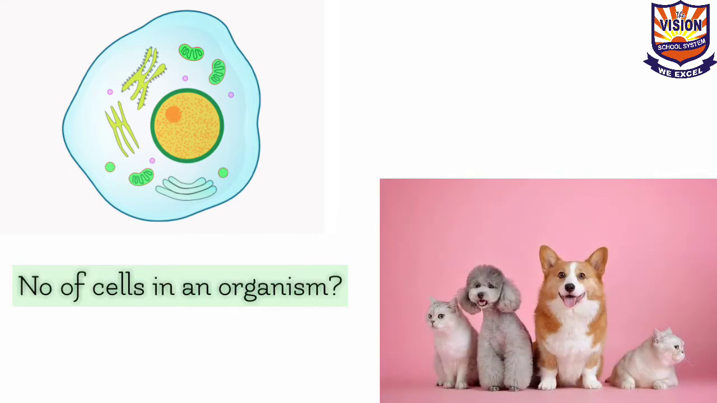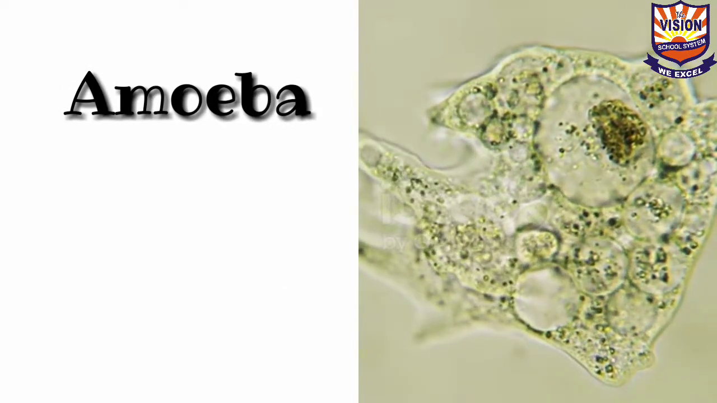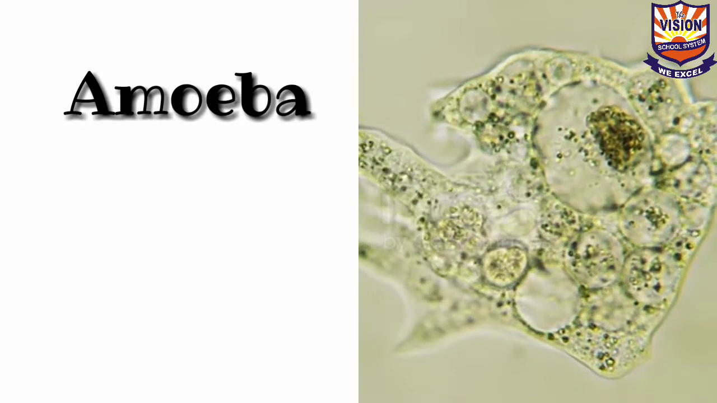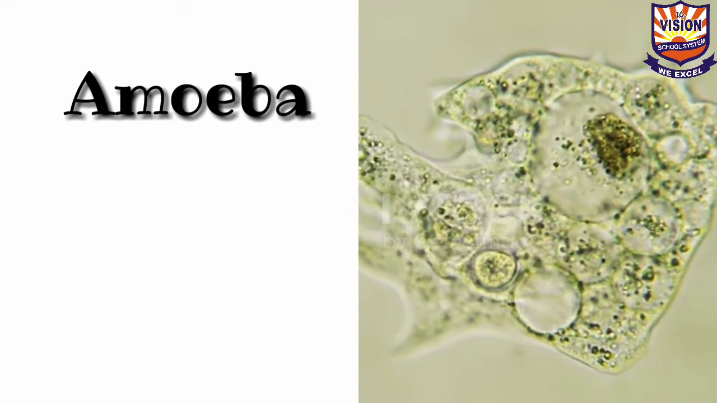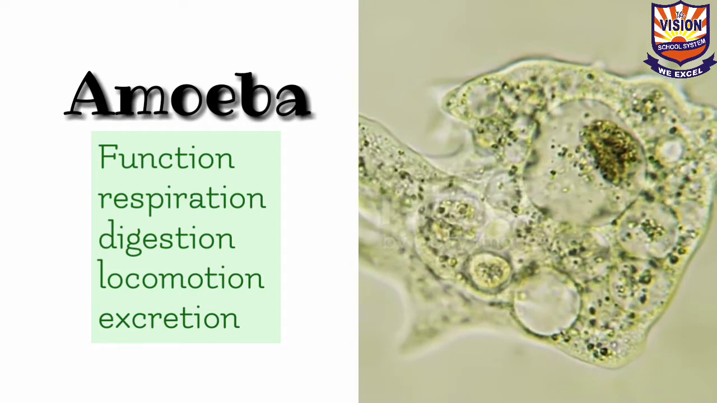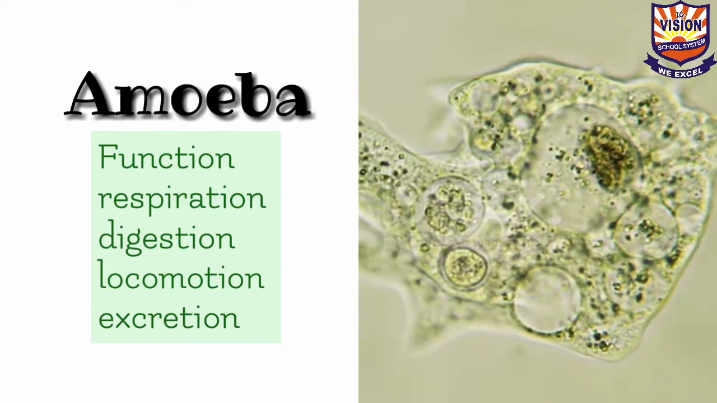How many cells do you think an organism needs to live? 1, 2, hundreds? Well, that depends on the organism we are talking about. An organism like amoeba is made up of a single cell. Just one single cell constitutes the body of an amoeba. This cell carries out all the functions of this organism's body like respiration, digestion, locomotion and excretion.